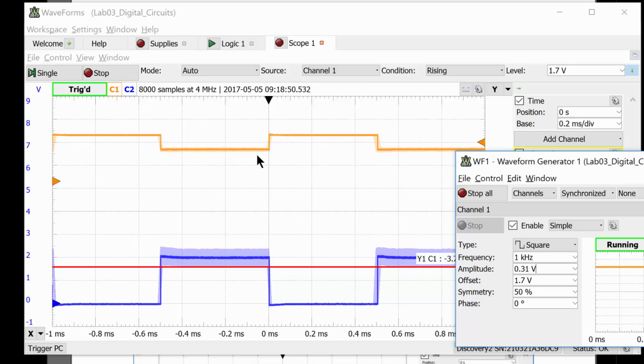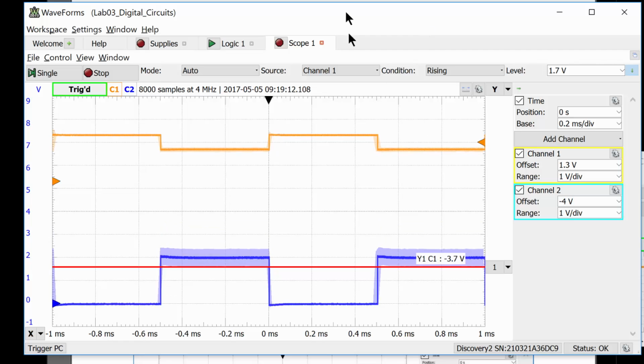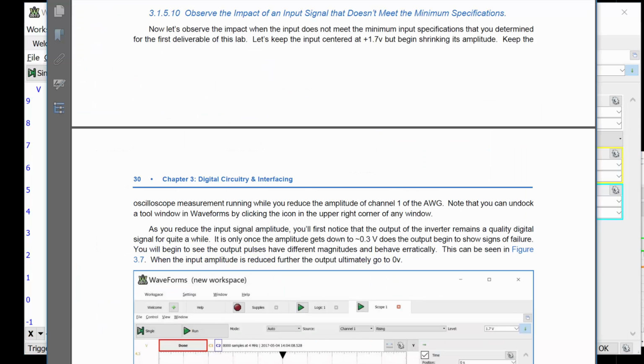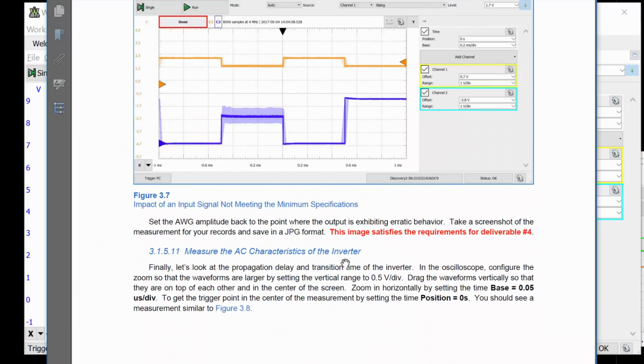So it doesn't really know whether the input is a 0 or a 1. This is the impact of not meeting the input specifications of the gate. The gate cannot determine what it's supposed to do because the input doesn't meet its specs. The way to think about it is that the input is sitting in a region where the gate doesn't know whether it's a high or a low, so its output can't make a good decision. This is actually the deliverable for number 4. So put it right where it's freaking out and take a screenshot of that for your records, and that will be the deliverable for number 4.